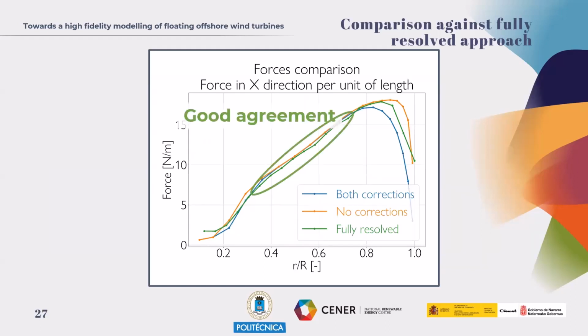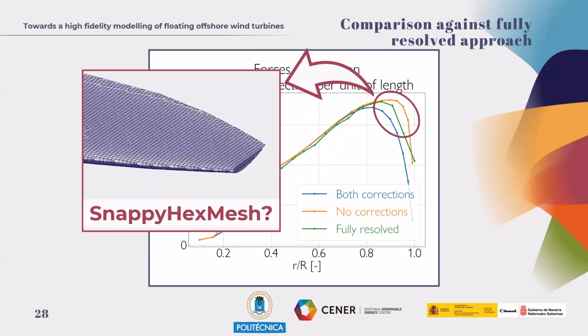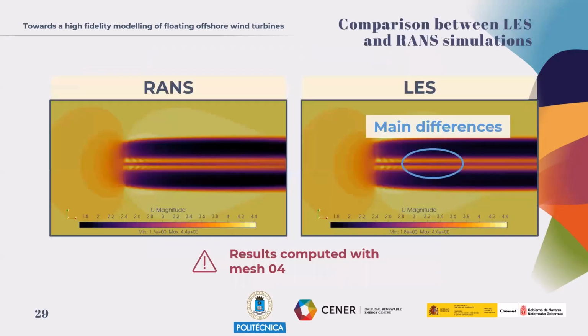If we look closer at the force comparison, we can see that there is a good agreement in the main part of the blade, but differences arise when we go to the tip. But I do not want to draw any conclusion about this, because we used a snappy mesh, and a snappy hex mesh always struggles with aerodynamic shapes, and the tip of the blade was not properly meshed.